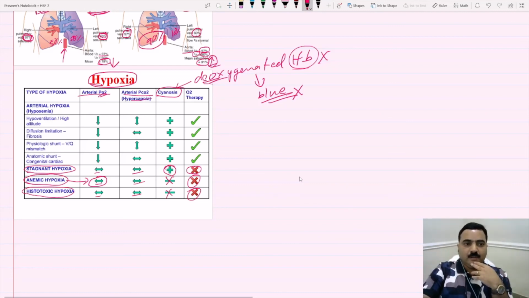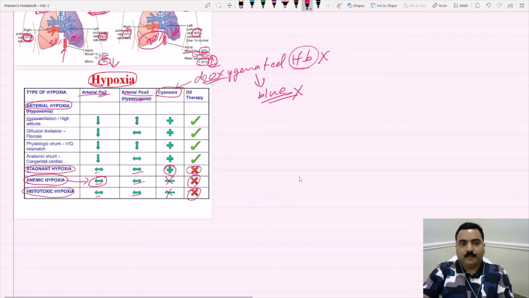Okay, so the remaining hypoxia is called hypoxemic hypoxia, or arterial hypoxia. That means lack of oxygen in the blood. Hypoxemia means lack of oxygen in the blood. Hypoxia means lack of oxygen to the tissues. So hypoxemic hypoxia is lack of oxygen to the tissues due to lack of oxygen in the blood. That's the meaning. So how can you get lack of oxygen in the blood?